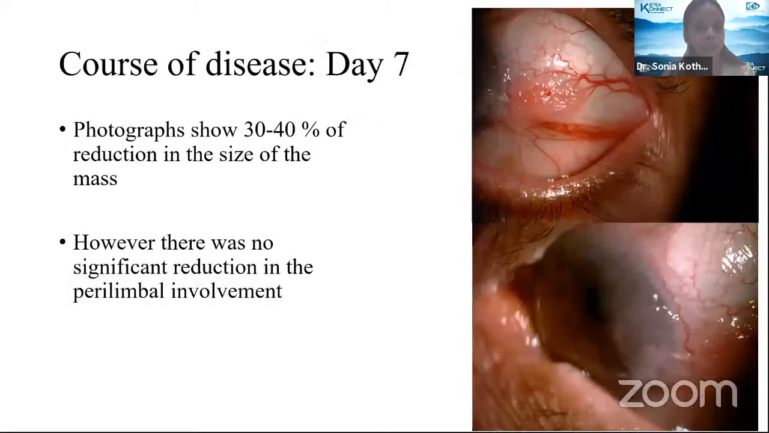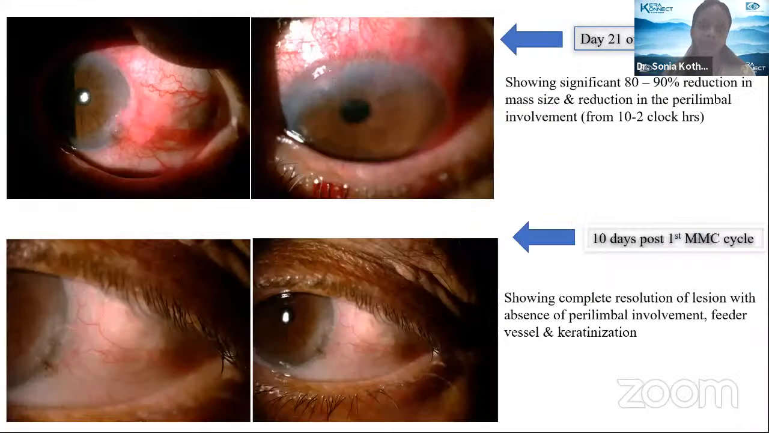Next slide, please. And on day 7 of starting mitomycin, there was a significant reduction in the size of the tumor mass. Almost 30 to 40% of the tumor had reduced in size, but there was no significant reduction in the perilimbal involvement of the OSSN.